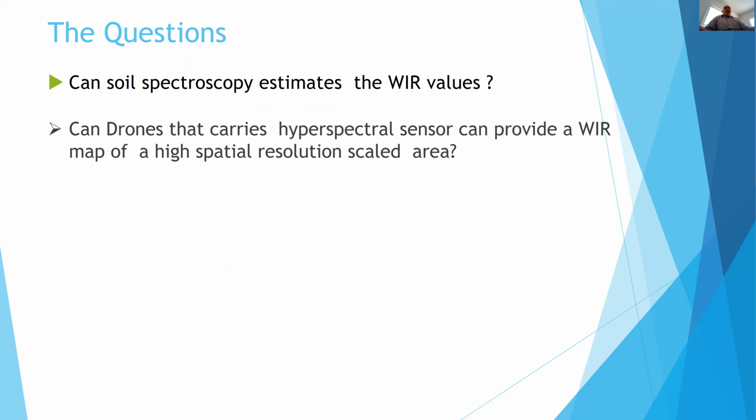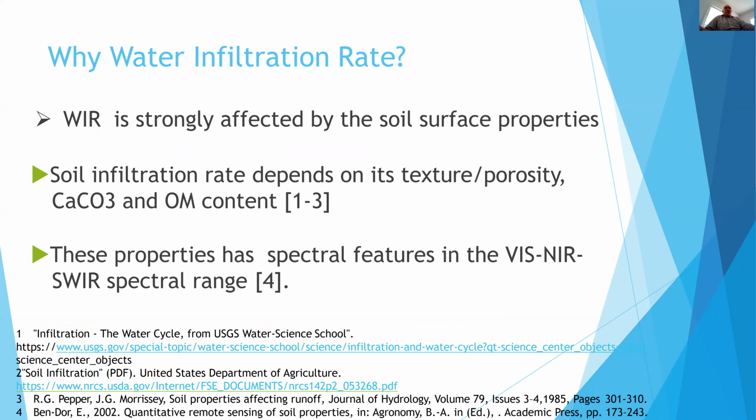So the questions we raised, actually this is part of the PhD thesis of my student Nicholas. And the questions are two. Can soil spectroscopy estimate the water infiltration rate values? And if the drone can carry the hyperspectral sensor, can it provide the water infiltration rate map of high spatial resolution over a large area? Why water infiltration rate?